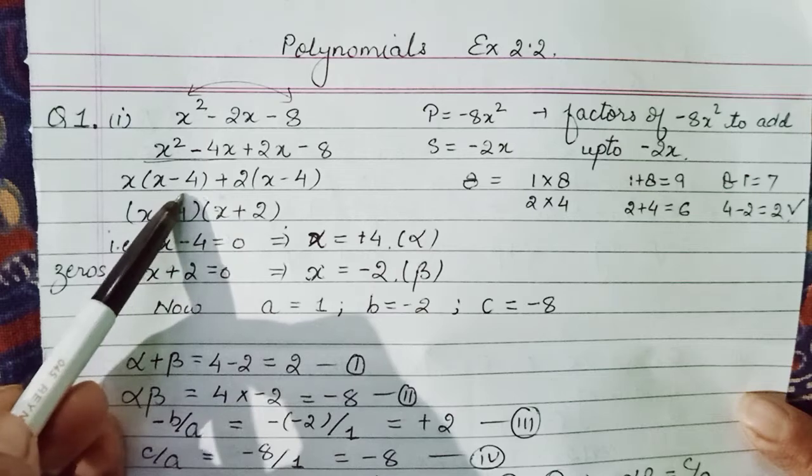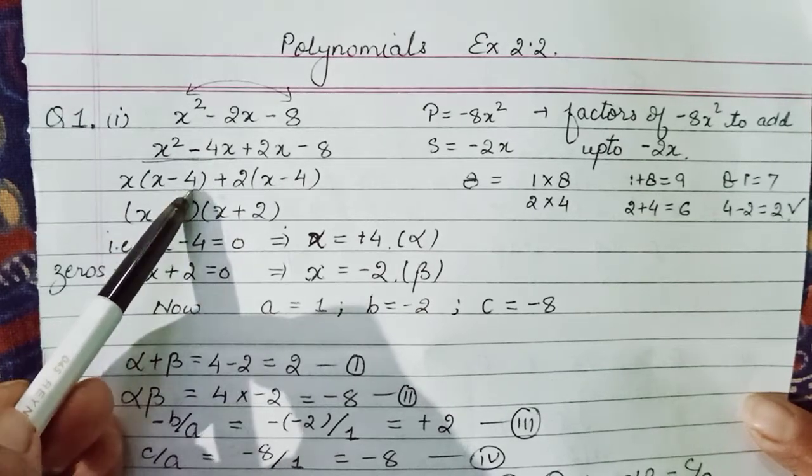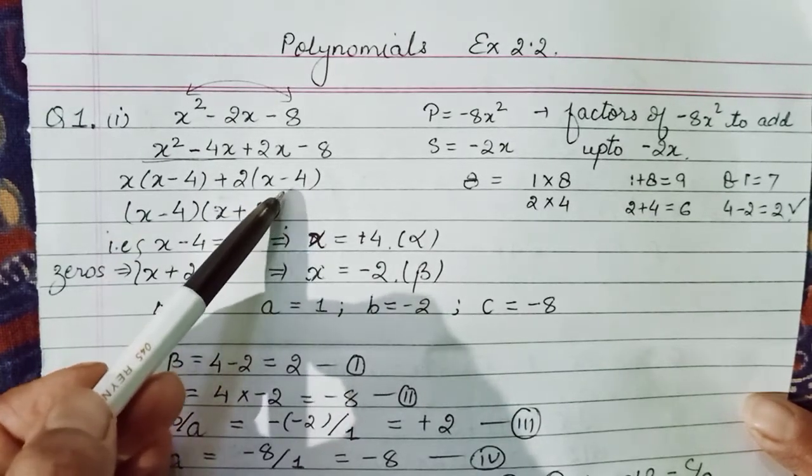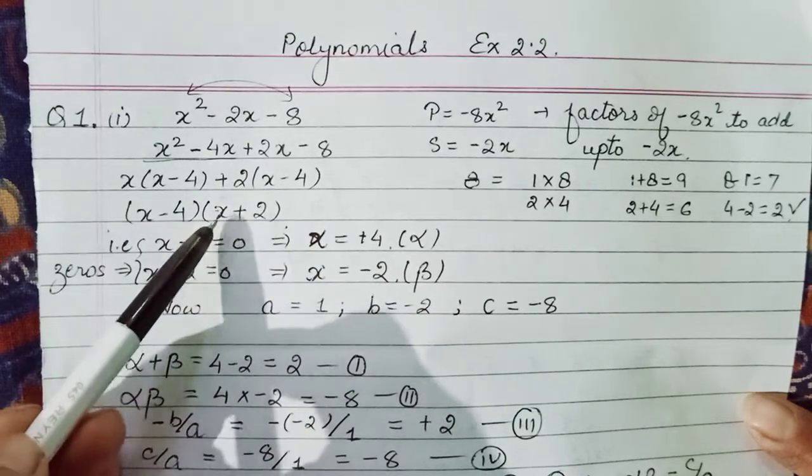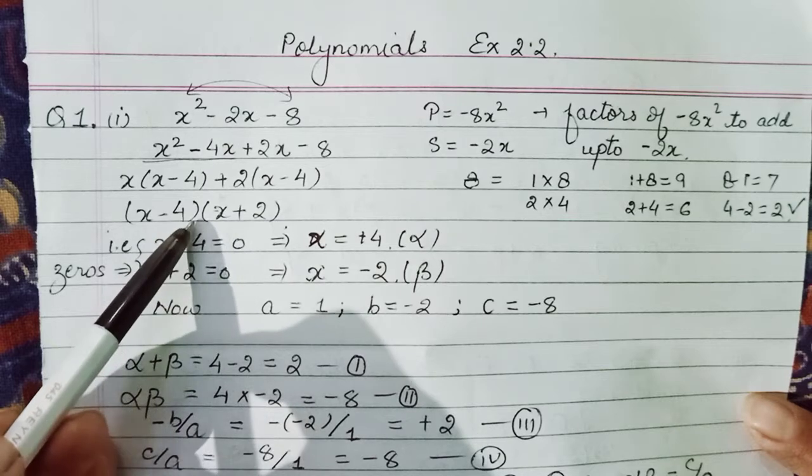These again have to be the same. Only then can we proceed. So x minus 4, we've got exactly the same thing. So again it can be taken common. So you're left with x here and a 2 here. So these become your two factors.